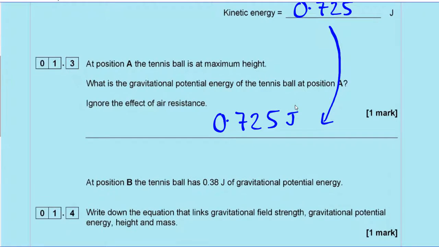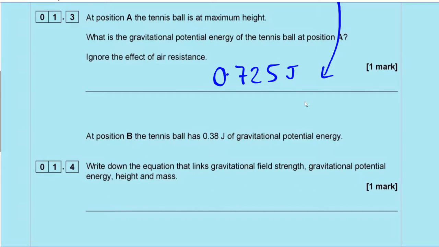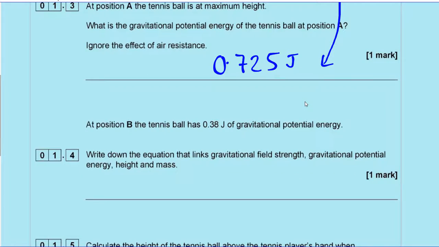Okay, having done that piece of reasoning, we're now in a position to actually do a bit more. So position B, the tennis ball has 0.38 joules. Okay, so 0.38 joules, we're obviously somewhere between where it started and where it finished. Okay, and now we're asked for the equation. So we've got gravitational field strength, we can use the symbol G for that. Potential energy, we can use E subscript P for that. Height, H, and mass, M.